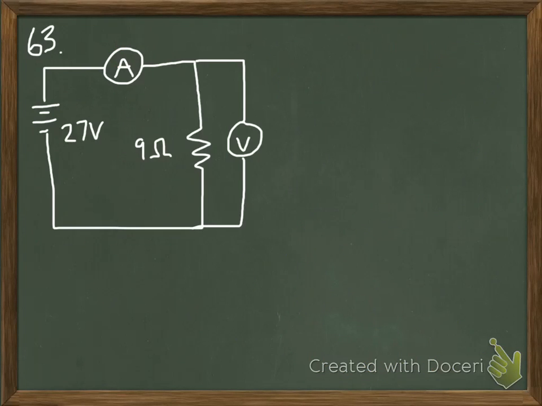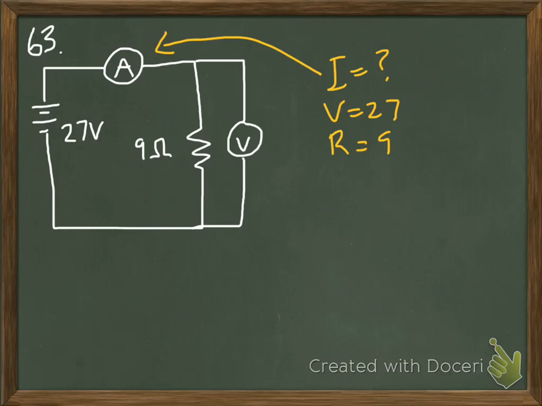63, we have a very similar drawing here, a little bit different numbers. What should the ammeter reading be? Ammeter right here is going to measure your amps. It's going to measure your current. What is the current there? Well, we know that the voltage is 27, and we know that the resistance is 9.